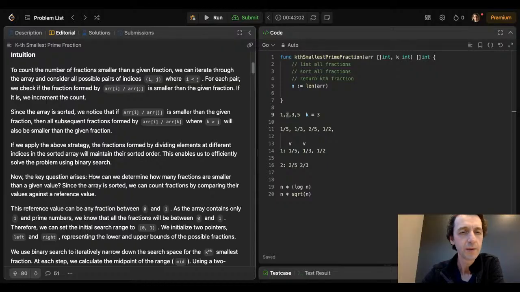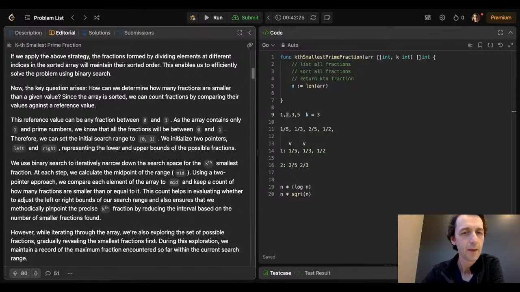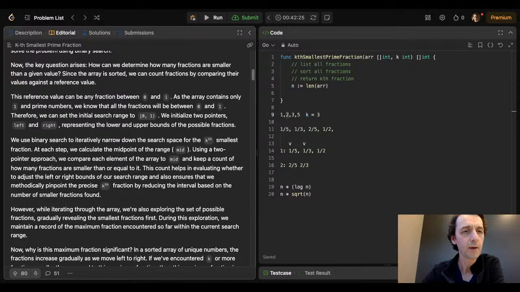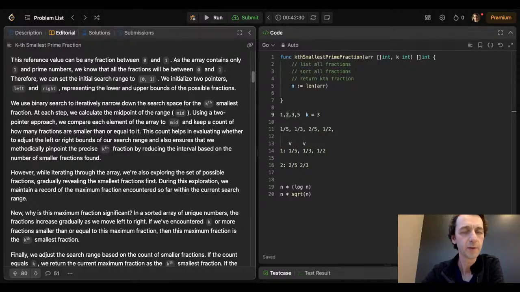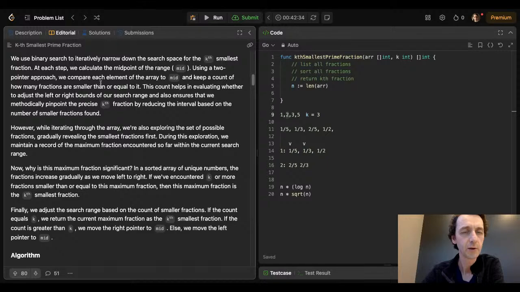We notice that all subsequent fractions formed by array k, i, j, k. So they're not talking about k, they're talking about where k is bigger. It's just an index. Okay, I got that. We use binary search to literally narrow down the search space for the kth smallest fraction. At each step, we calculate the midpoints.